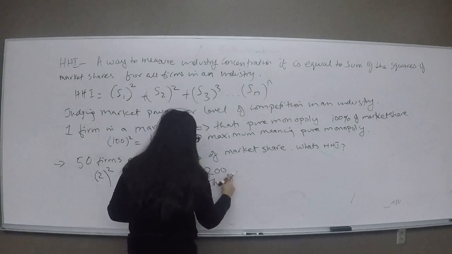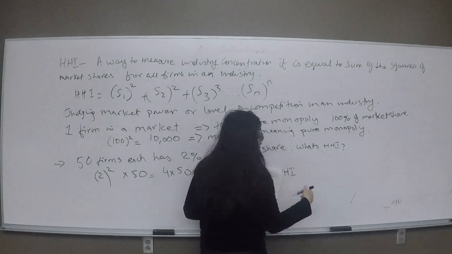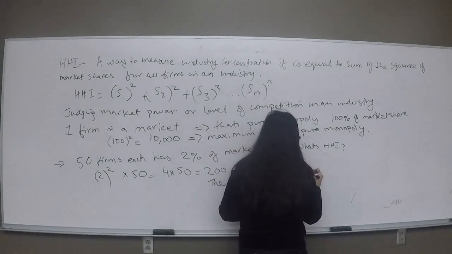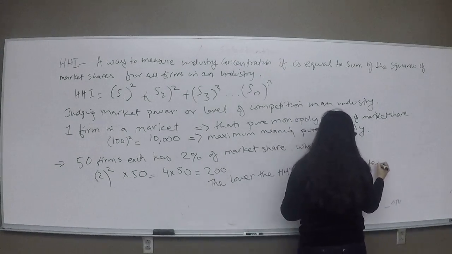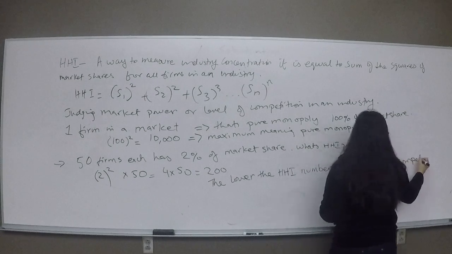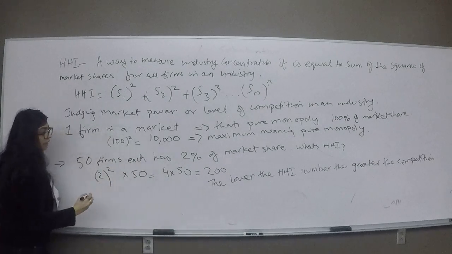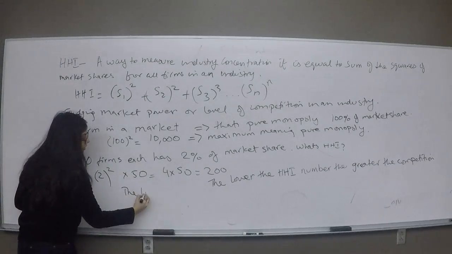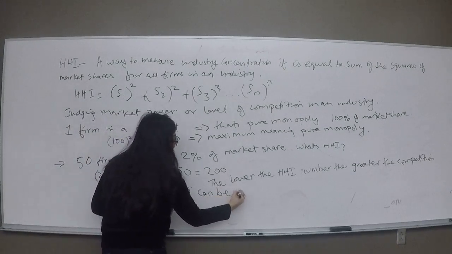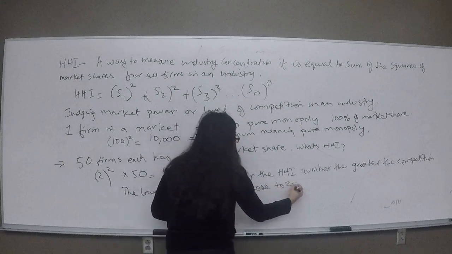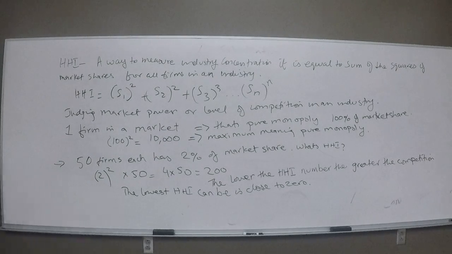The lower the HHI number, the greater the competition. The lowest HHI can be is close to 0. The closer it gets to 0, the more competition there is in the industry.